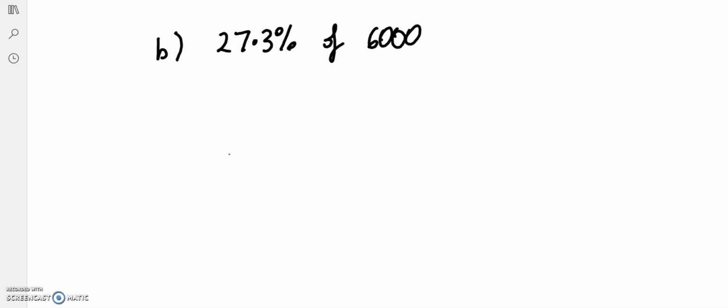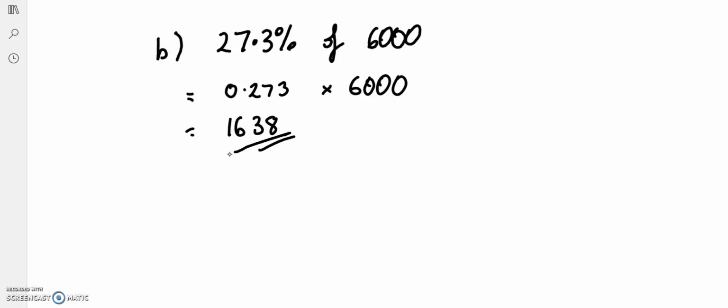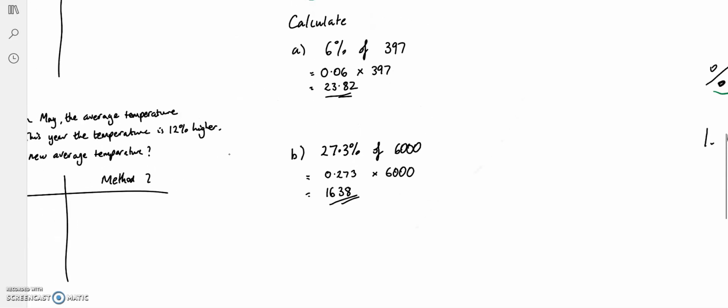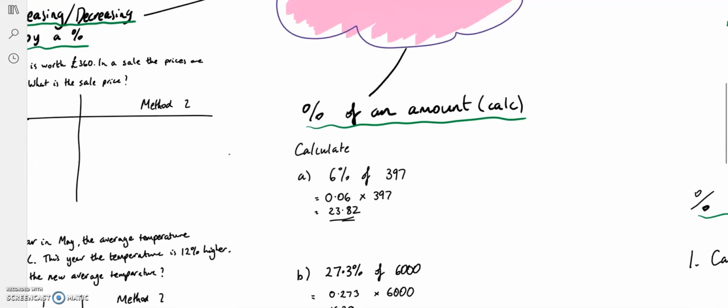Part B, 27.3% of 6,000. So we're going to change this into a decimal, times it by 6,000, and then we're going to get our answer. If it was 27%, that would be 0.27 because we would divide it by 100. But 27.3, if we divide that by 100, is just going to become 0.273. So we're going to type this into a calculator, 0.273 times 6,000, and I'm getting 1638. We're now going to assume that the rest of this is going to be used with a calculator.